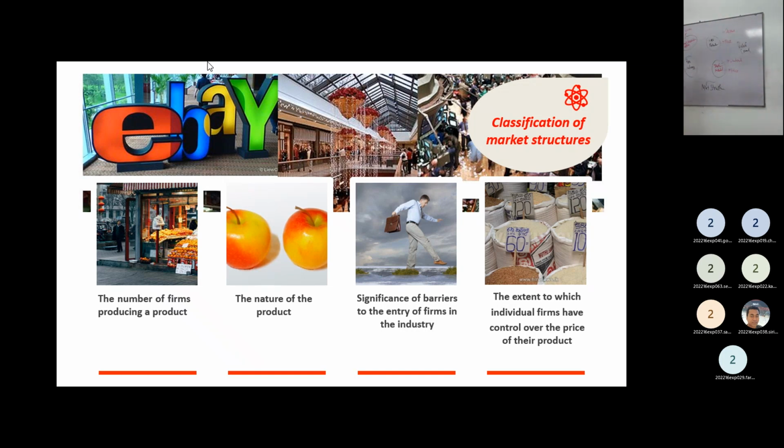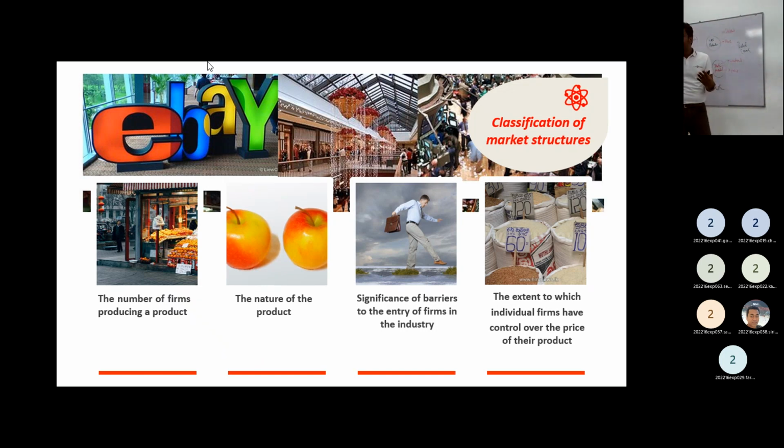Is that clear? Second one is the nature of the product. Now, what do you mean by the nature of the product? In the market, there's a person called Mr. Nimal. He's selling mangoes. And there's another person called Mr. Sunil. He is also selling mangoes. Can you differentiate Sunil's mango from Nimal's mango? Can you separate these two? Why?